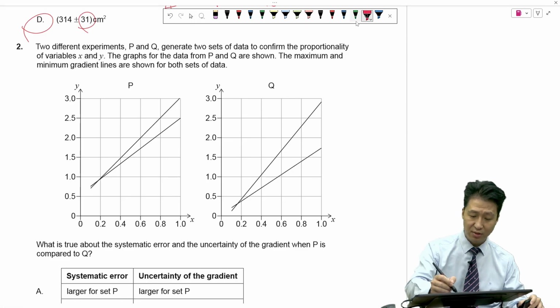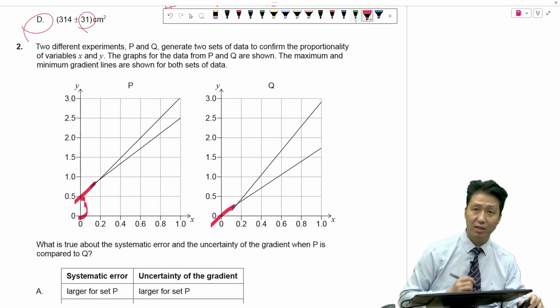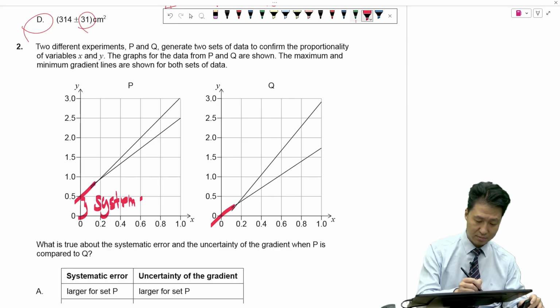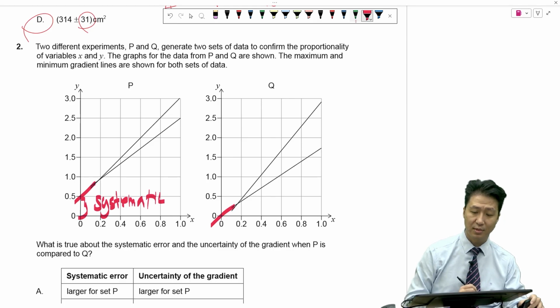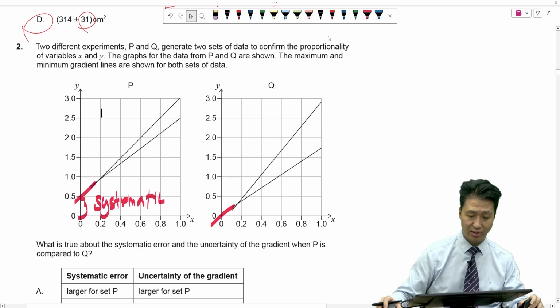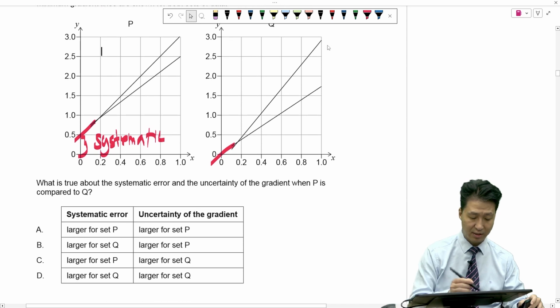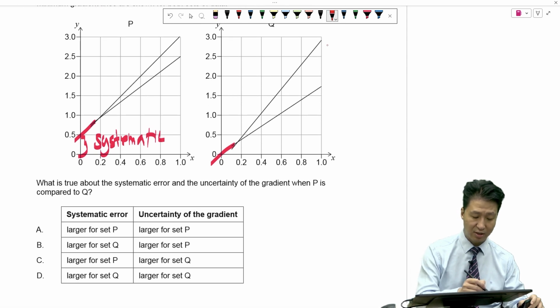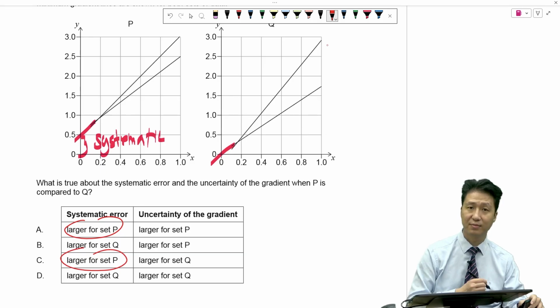So one thing we have to notice first is that they will have different y-intercepts. And the y-intercept is usually related to the systematic error. And what that means is the systematic error for P will be a lot greater than the systematic error for Q. So if you go down, it will be greater for P, so it has to be either A or C. What about the uncertainty of the gradient?